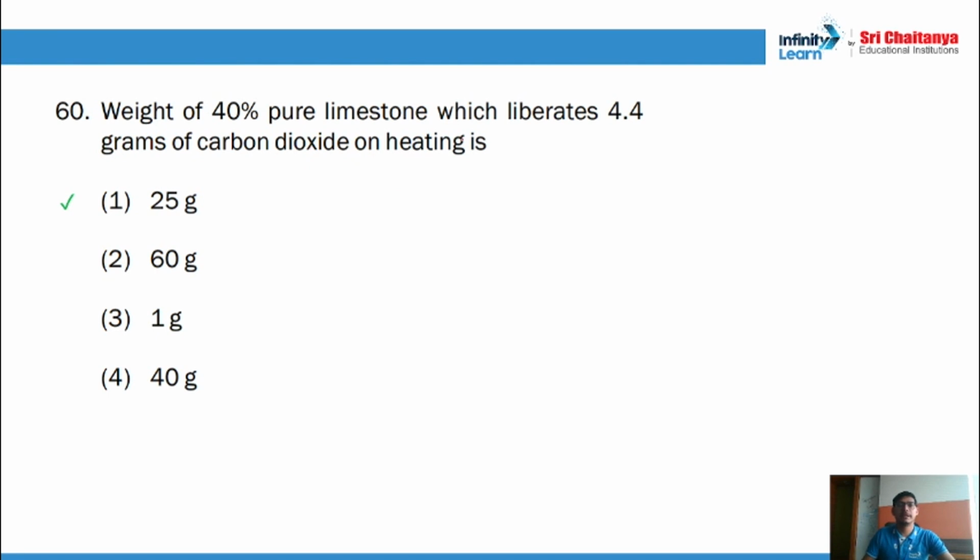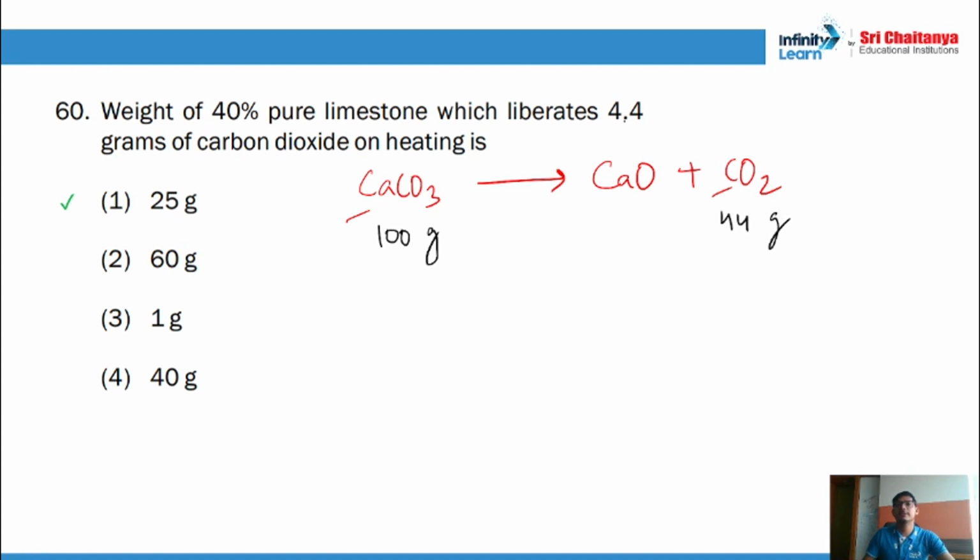Weight of 40% pure limestone, which gives carbon dioxide. So what is the equation? Calcium carbonate decomposes to give calcium oxide and CO2, right? Limestone is calcium carbonate. Now, if you look at the stoichiometric relation, 1 mole of calcium carbonate will give me 1 mole of carbon dioxide, okay? Right? Now, the molar masses are 100 gram for calcium carbonate and 44 gram for carbon dioxide, okay? So, if I need 4.4 gram of carbon dioxide, that is 0.1 mole. So, the mass of pure limestone that I would be needing is 10 gram, right?